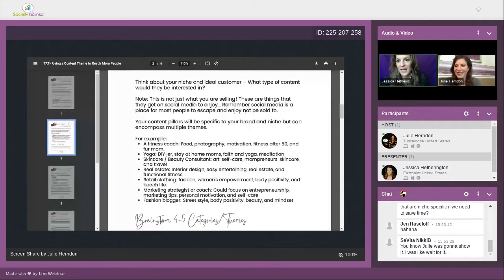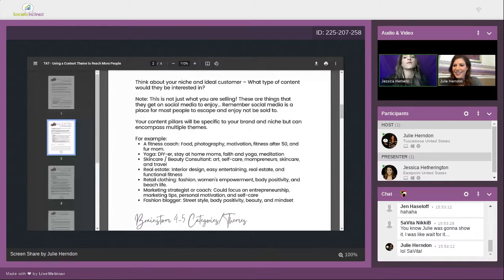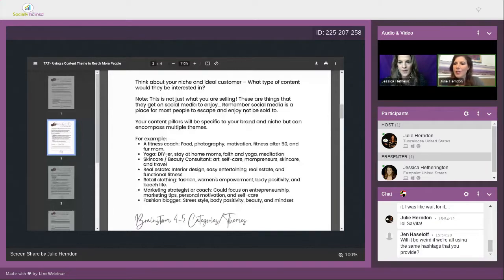Savita, I understand a lot of us do suffer from shiny object syndrome. For sure. It's a big deal in entrepreneurship because there's always something new out there, something better, something you've never even heard of.